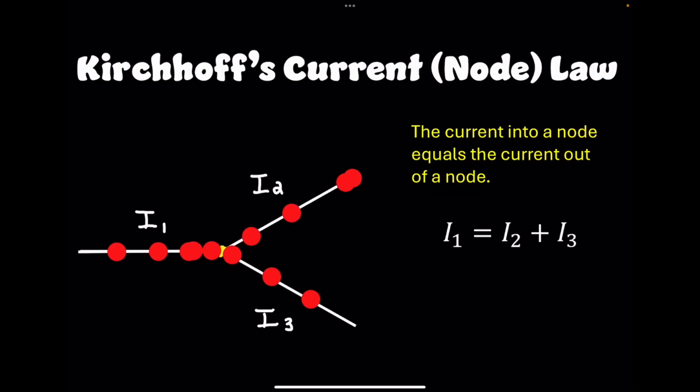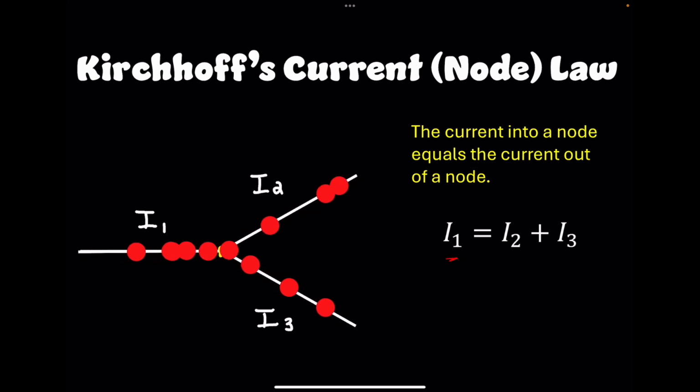The other law is Kirchhoff's current or node law, and this looks at a junction point or node in a circuit. This one just says that the amount of charge flowing in per unit time, which is current, has to equal the current flowing out. So here I have current I1 flowing in, which has to be equal to I2 and I3 flowing out.